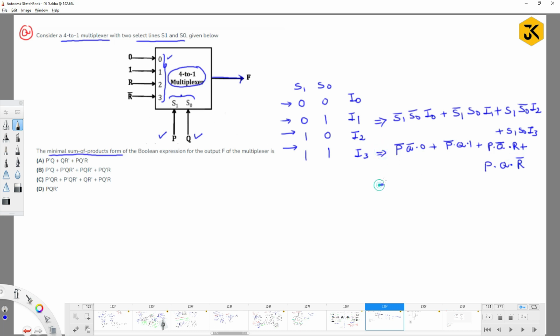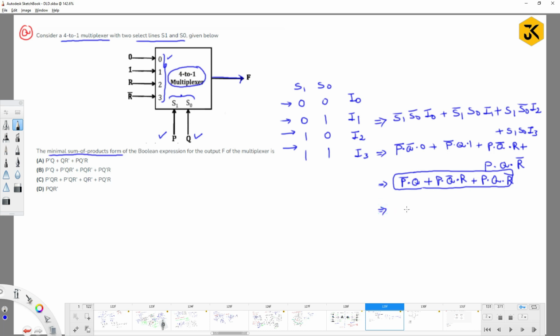Now try to substitute once again and solve it. 0 into anything is 0, so this will become P bar Q plus P Q R plus P Q R bar, right? Now check whether this answer is given or not. If it is not there, you have to simplify it, or you have to maximize it, right? P bar Q, so the answer is not there.